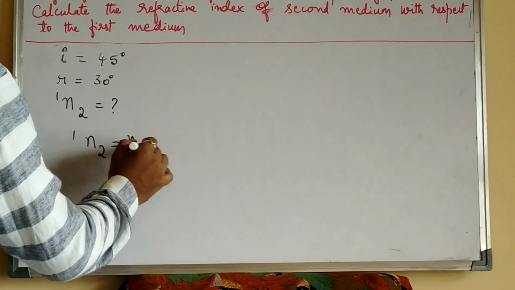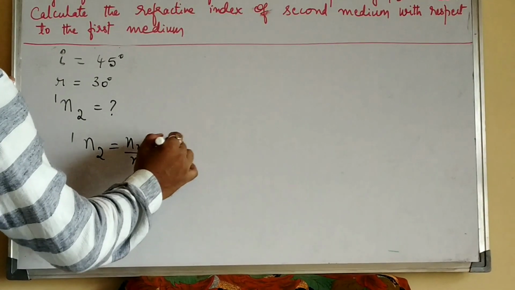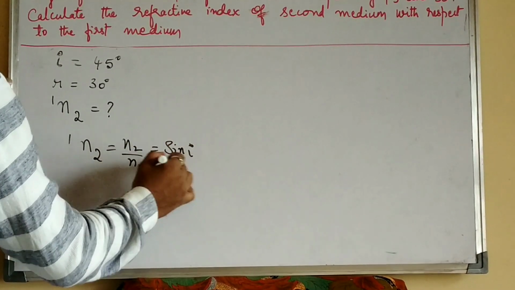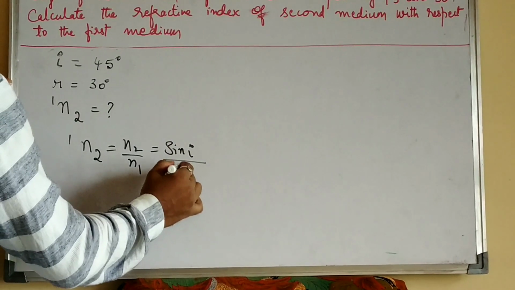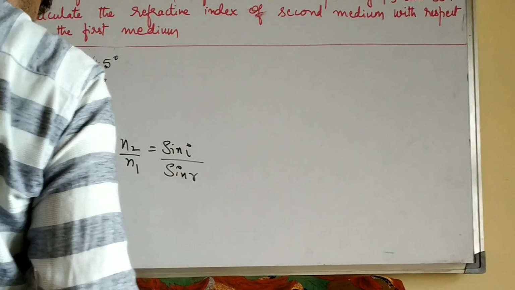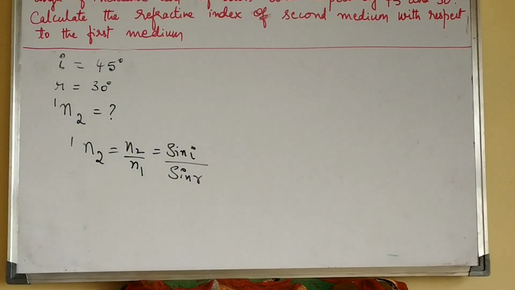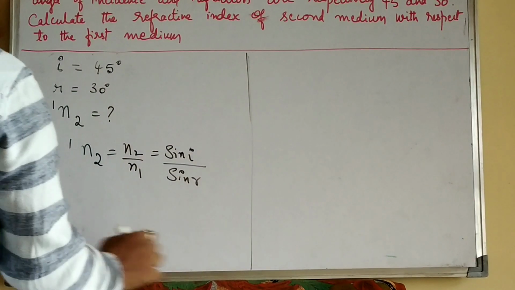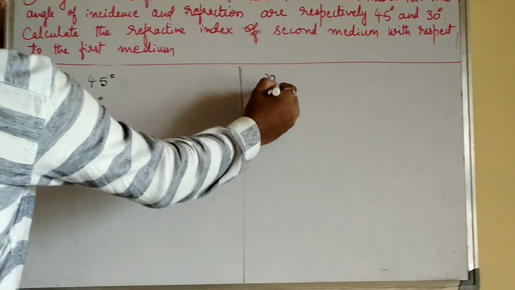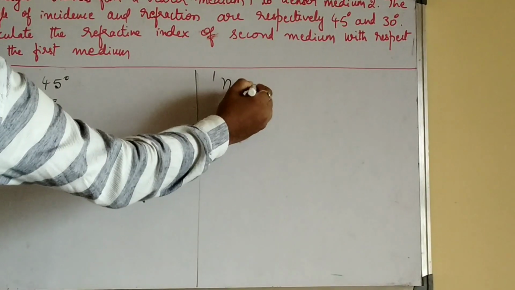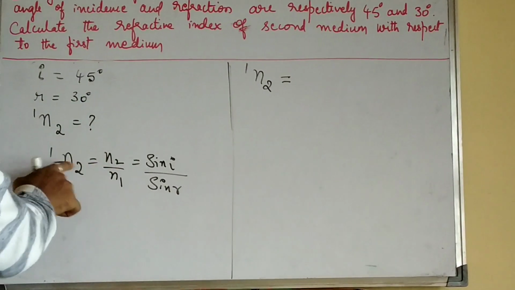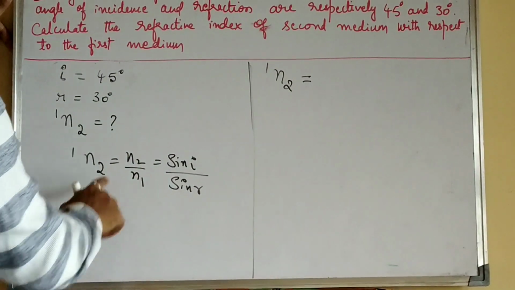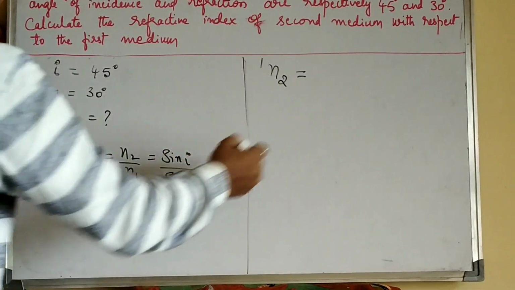N2 by N1 is also equal to sin I by sin R. How to find sin I by sin R? Take the refractive index of the second medium with respect to the first medium, which is equal to, don't write this because this is equal to this only. So this is equal to sin I.